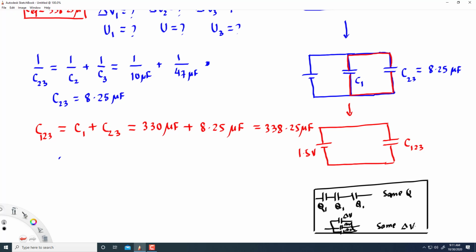So again, instead of current, we deal with charge in case of capacitors, because capacitors store charge. So let's find the charge in this capacitor. We have this formula. Now, in resistors, we used Ohm's law, but here we don't use Ohm's law. We use this formula. So Q is equal to C times delta V. This is the formula we used for the capacitor.